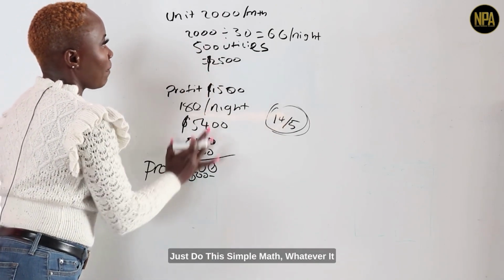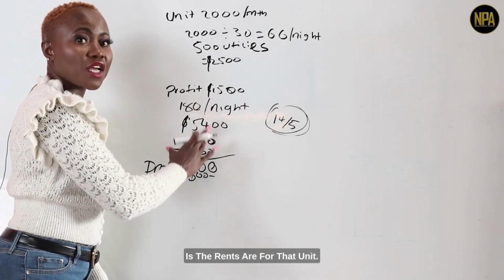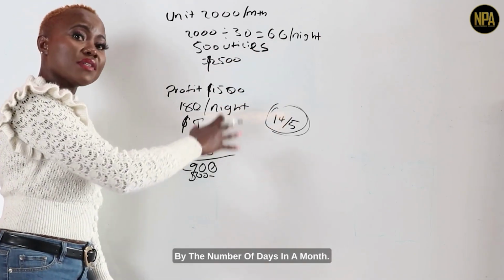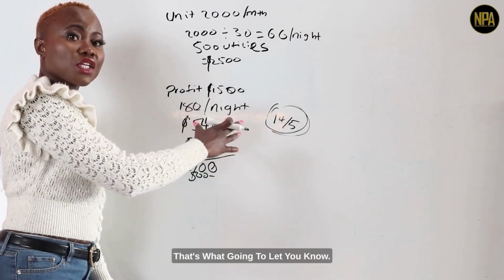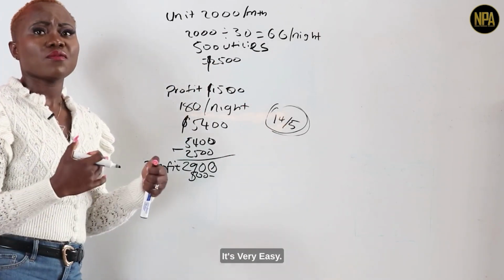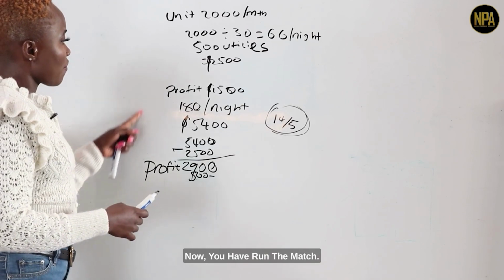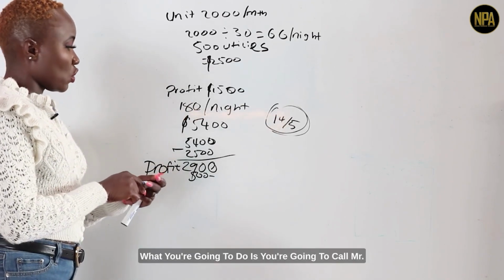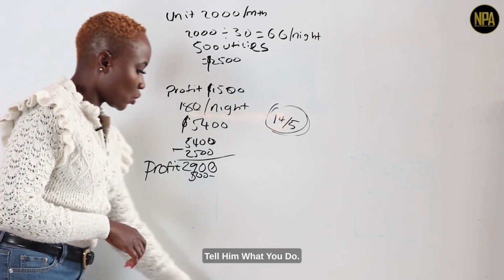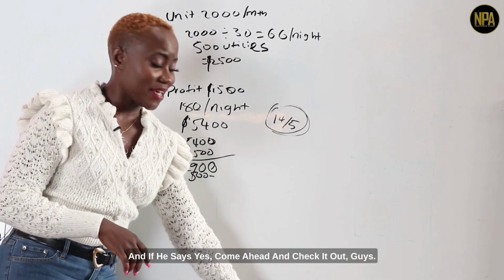Just do this simple math. Whatever the rent is for that unit, take the number and divide it by the number of days in a month. That's what's going to let you know. And then you say, okay guys, I want to make $1,500 off of this unit. It's very, very easy. Now you have run the math, you know this makes sense. What you're going to do is call Mr. John Doe, introduce yourself, and tell him what you do. And if he says yes, come ahead and check it out.